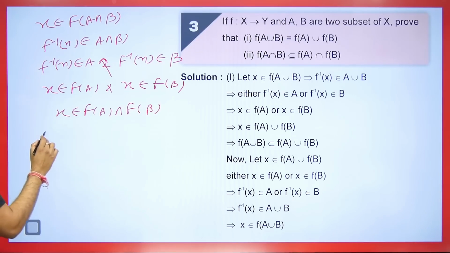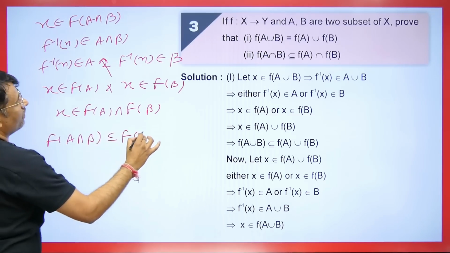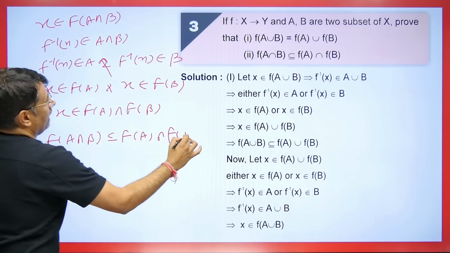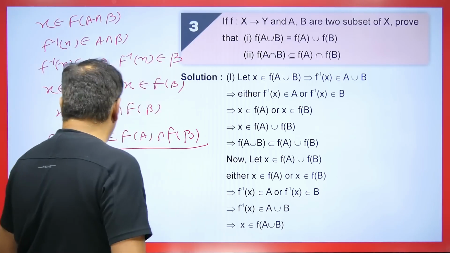So now we have proved that if we take an element here and if we apply it here, then it will map to this. So it means that f(A ∩ B) is a subset of f(A) ∩ f(B). Is it right? And in this way we can easily prove it. So next let's move ahead.